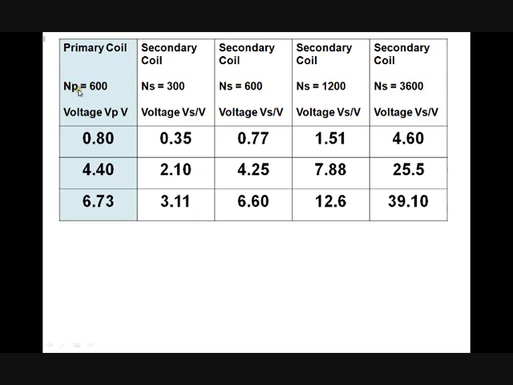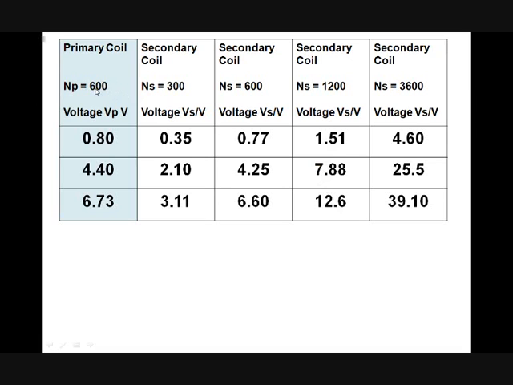If we keep the number of turns from the primary to the secondary the same, 600 to 600, then this column of data is showing that approximately it didn't alter the voltage. So 0.8 to 0.77, 4.4 to 4.25, etc. If we doubled the turns, if we go from 600 to 1200, then that's doubling the number of turns. And if you have a look, we nearly doubled the voltage. 0.8 went to 1.5, 4.4 went to 7.8, 6.7 went to 12, and so on.